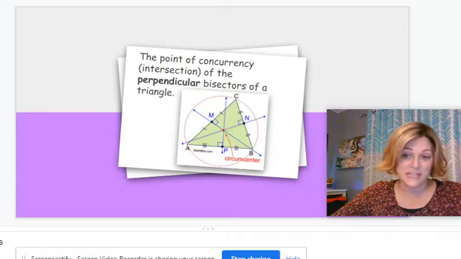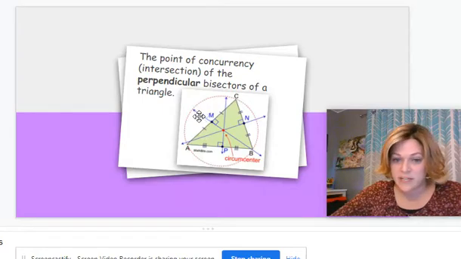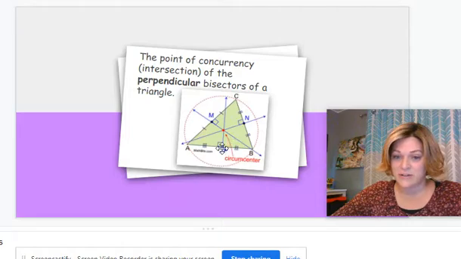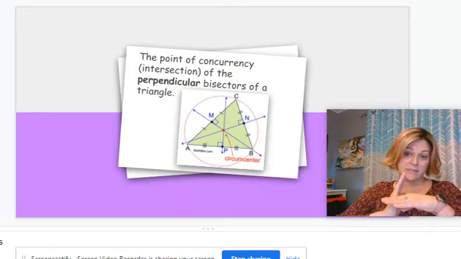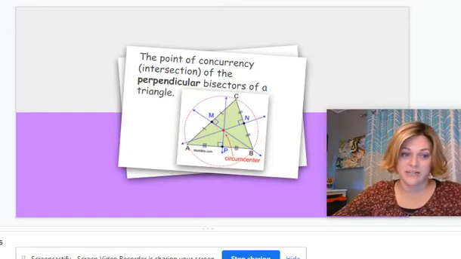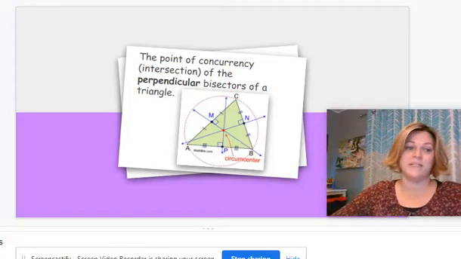That circumcenter is the point of concurrency. And the lines that are making that point of concurrency are the perpendicular bisectors. So each of these three lines, notice they're not necessarily going through the vertices. They are going through the sides, cutting each side in half perfectly at a 90-degree angle. So when all three perpendicular bisectors come together, they create a point of concurrency, which is called the circumcenter. And that's the center of a circle that goes around, the circumscribed circle.